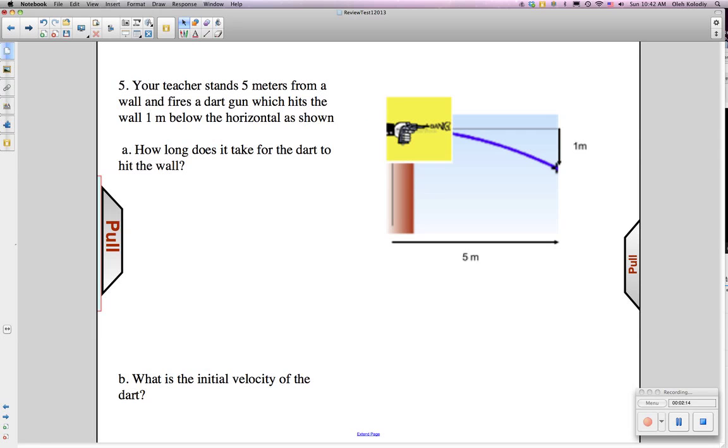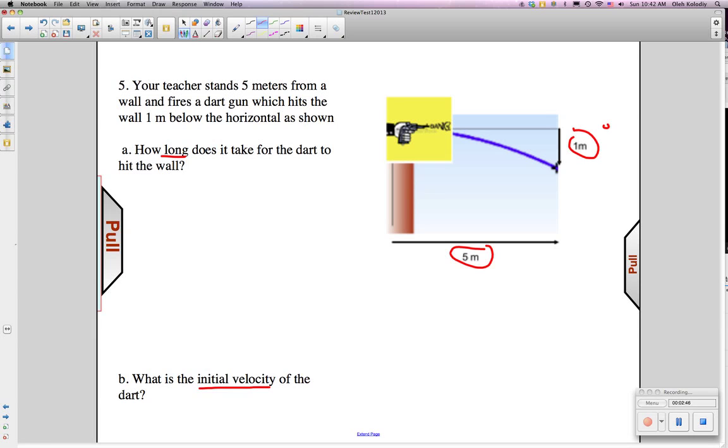So let's look at an example. This is similar to the example that we did in class. Your teacher stands 5 meters from a wall and fires a dart gun which hits the wall 1 meter below the horizon. So just knowing these two numbers, this distance and that distance, we can answer two questions. How long it takes for the dart to hit the wall, and what was the initial velocity of the dart.